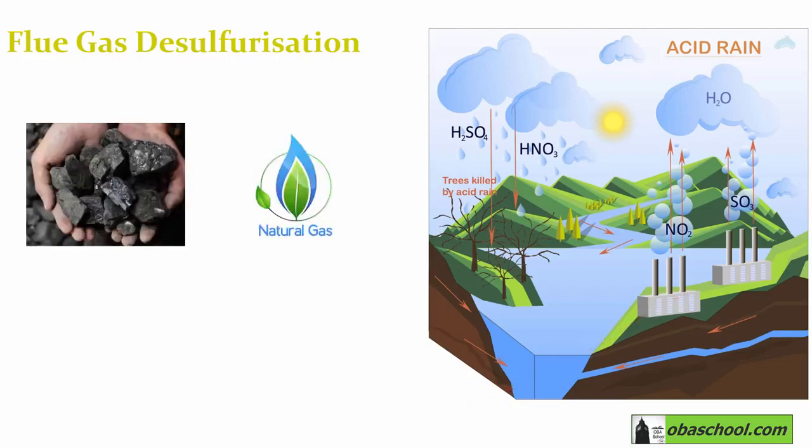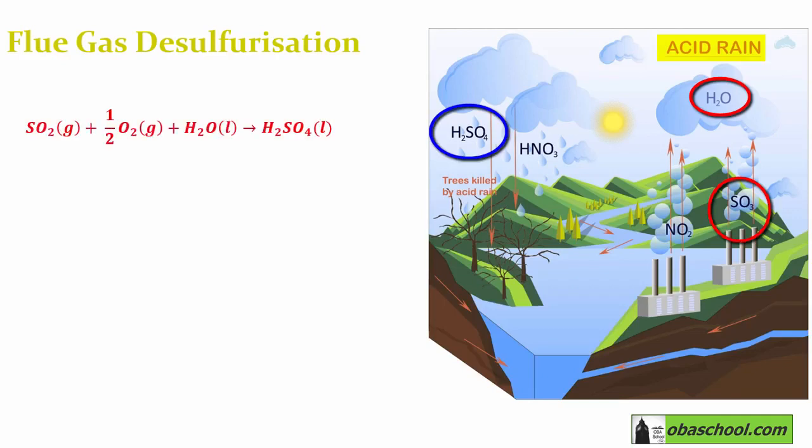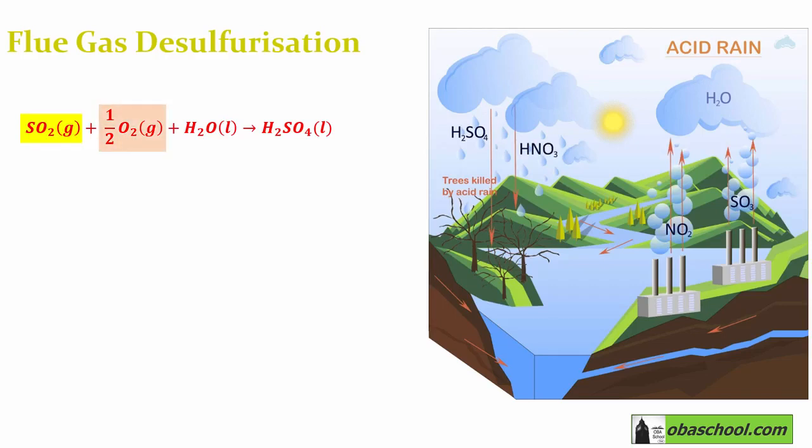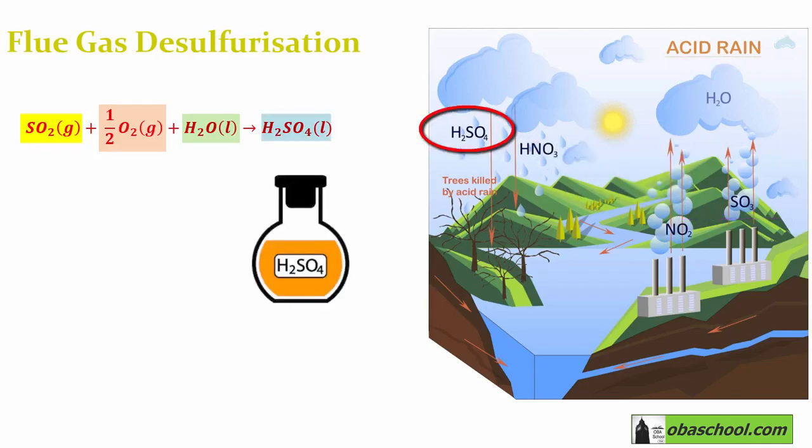The problem is that these fuels contain sulfur compounds, and thus one of the products of their combustion is SO2, sulfur dioxide, which is a gas that causes acid rain by combining with oxygen and water in the atmosphere to form sulfuric acid. So SO2 will react with oxygen in the atmosphere to produce SO3, and then SO3 will react with water in the atmosphere to form sulfuric acid, H2SO4, and then trees will be killed by acid rain.